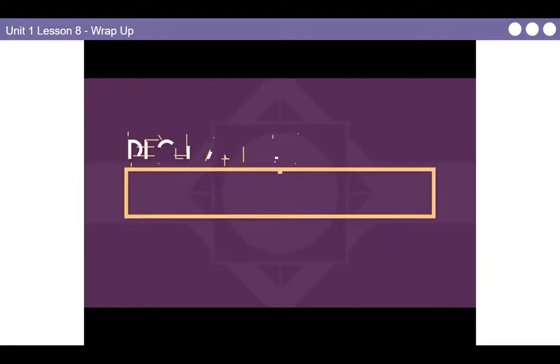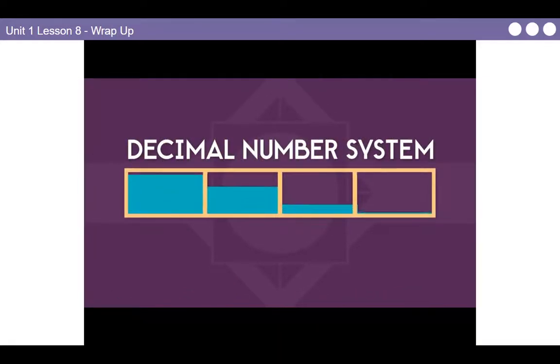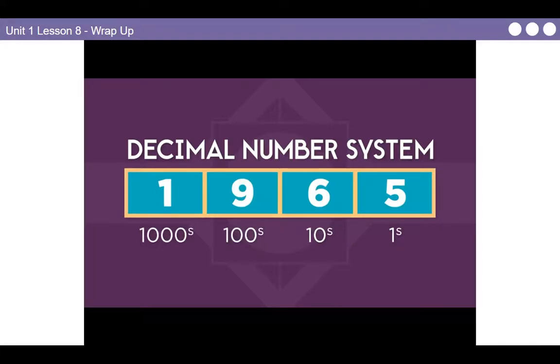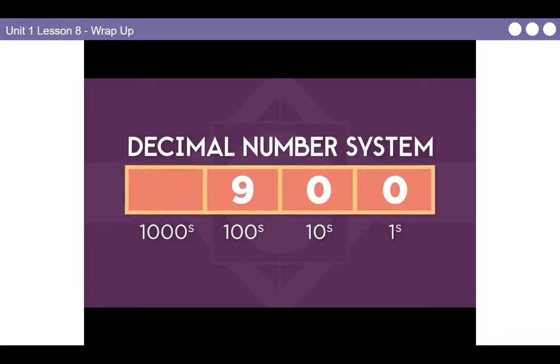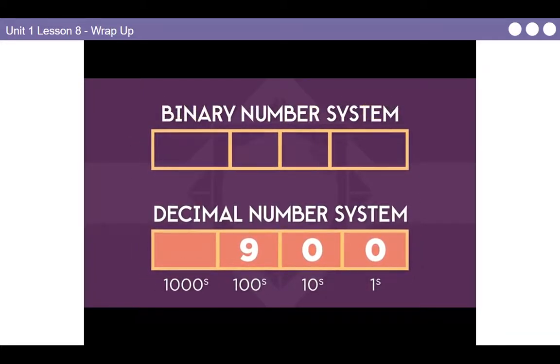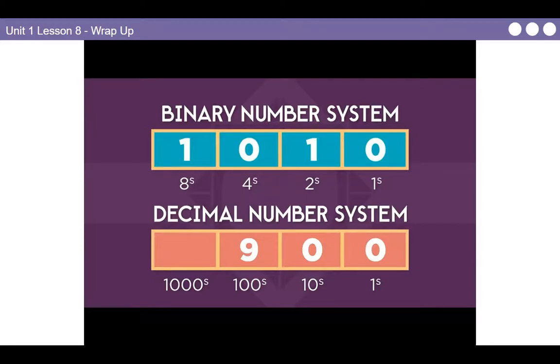Here's how this works. In the decimal number system we're all used to, each position in a number has a different value. There's the 1 position, the 10 position, the 100 position, and so on. For example, a 9 in the 100 position is a 900. In binary, each position also carries a value, but instead of multiplying by 10 each time, we multiply by 2. So there's the 1's position, the 2's position, the 4's position, the 8's position, and so on.